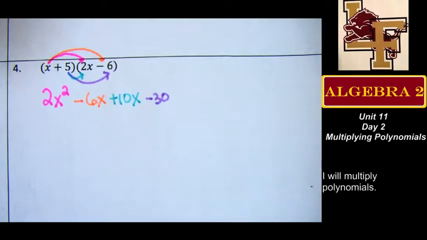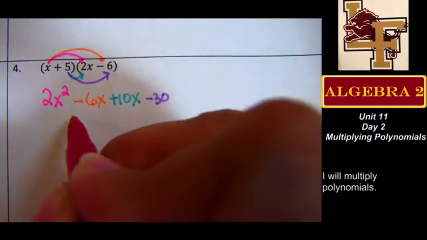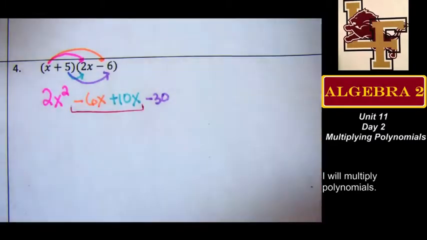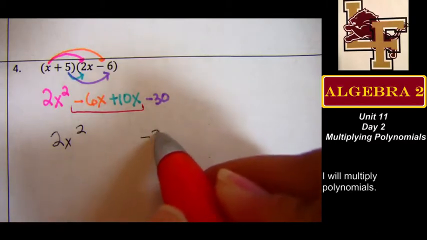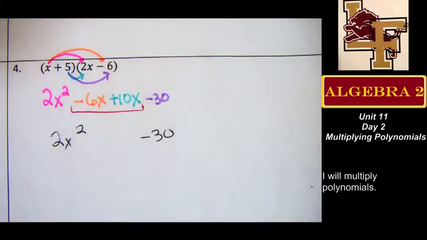Am I done? Why not? There's like terms. There are things that have the same variable, and those variables have the same exponent, which means I got to combine them. All right, I'm going to combine these two, which are my like terms. I'm not going to change these other two. -6 plus 10. Plus 4. -4 plus 4.